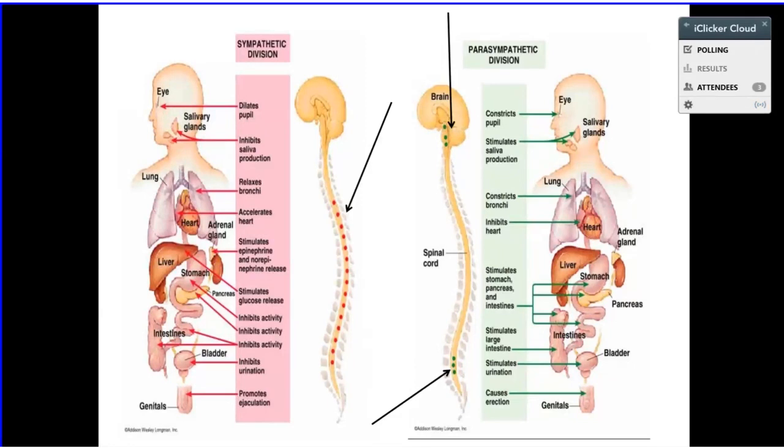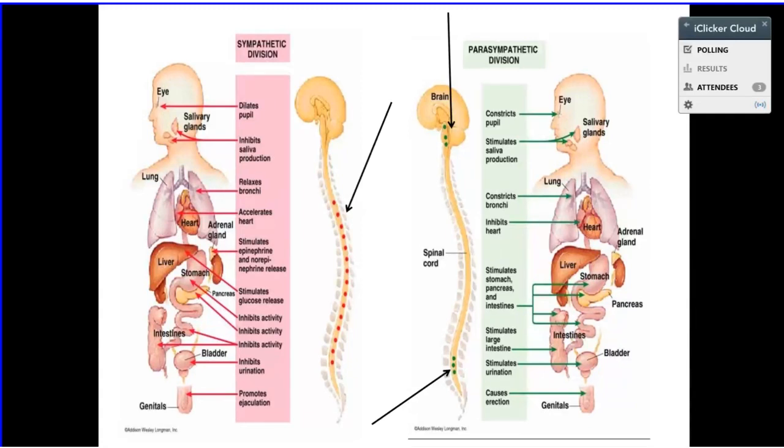So is every organ in your body duly innervated? No. So we can just look at this picture. This is just a simplistic picture that's showing what can be innervated. If you look here at the heart, the sympathetic division goes to the heart. Does the parasympathetic division go to the heart? Look at the picture. Do y'all see an arrow to the parasympathetic and sympathetic system for the heart? So is the heart duly innervated?